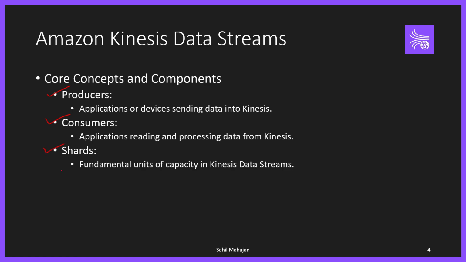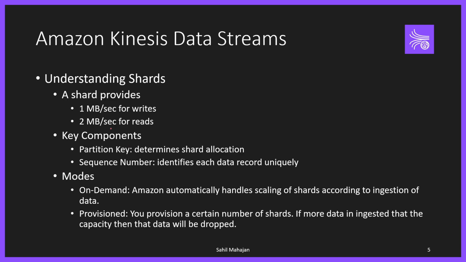The third is called shards. This is the fundamental unit of capacity in a Kinesis data stream. When you create a stream, you will be creating shards in the stream, and the data is put into the shards. Moving on, we're going to understand more about shards, because understanding shards is really crucial when it comes to Amazon Kinesis Data Streams. A shard is where data is put into and read from.